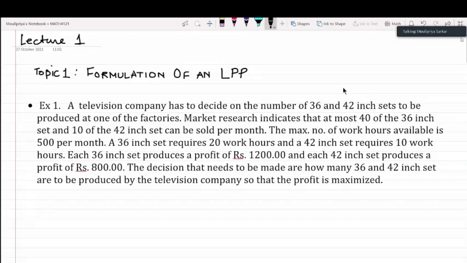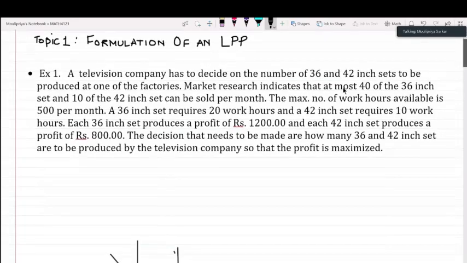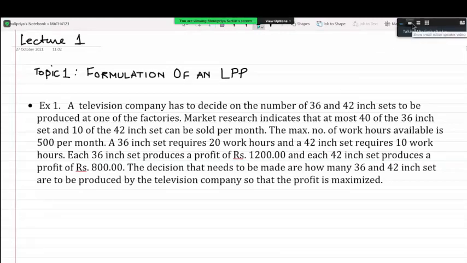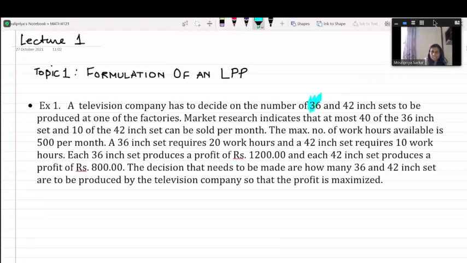It says that a television company has to decide on the number of 36 and 42 inch sets to be produced at one of the factories. Market research indicates that at most 40 of the 36 inch set and 10 of the 42 inch set can be sold per month. The maximum number of work hours available is 500 per month. So what is important is we have two categories of television sets: 36 inch set and 42 inch set.